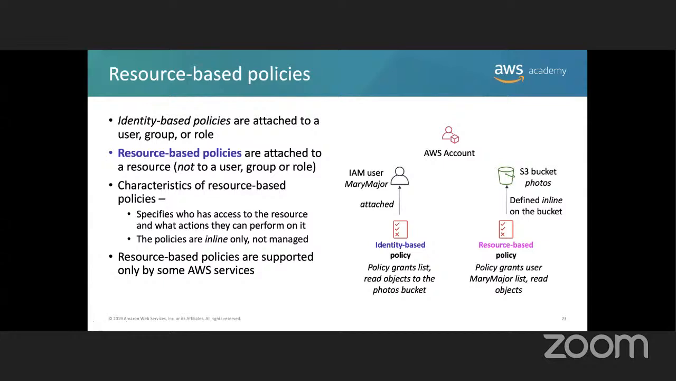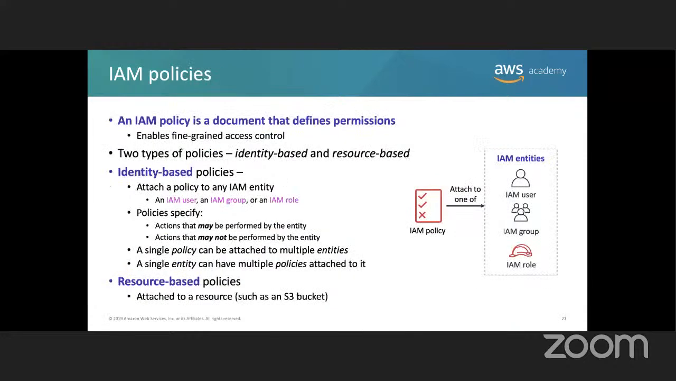An identity policy is attached to a user, a group, or a role, and the policies can specify actions that may not be performed by the entity, and actions that may be performed by the entity. Okay? Because the IAM policy either denies or allows permissions. A single policy can be attached to multiple users. A single entity can have multiple policies attached to it.